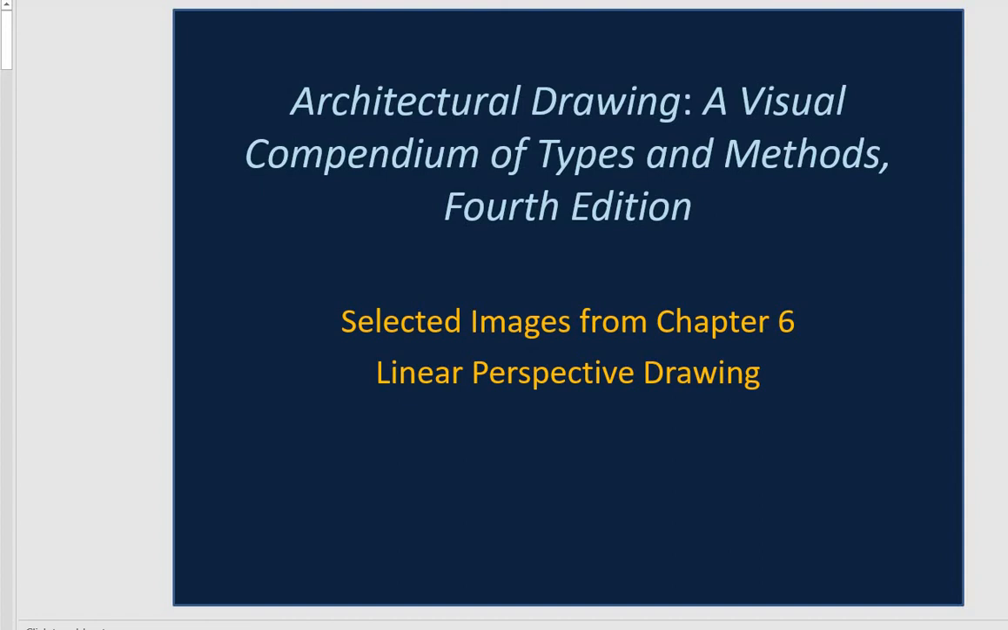Student, today we start with chapter 6, linear perspective drawing. This is a long chapter and I think that it is one of the important chapters for this course, so try to read many times, repeat before you do the homework assignment.